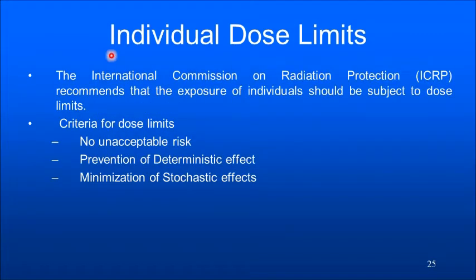ICRP has provided individual dose limits. It clearly recommends that the exposure of any individual should be subject to dose limits. And the dose limits are based on the following criteria. Number one, no unacceptable risk if a person receives the dose limit. Prevention of deterministic effects, that means there is no chance of getting any tissue reactions, which obviously means the dose limit is much lower than the threshold doses of any of the tissue reactions. Minimization of stochastic effects. There is no minimum dose for stochastic effects. Therefore, if a person receives the dose limit, the chance of stochastic effects is negligible.